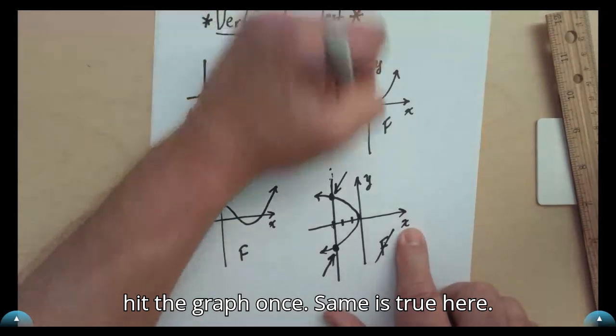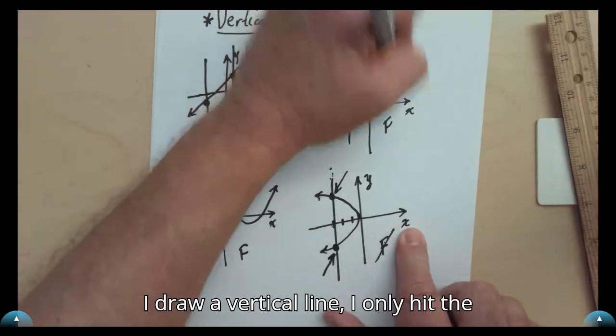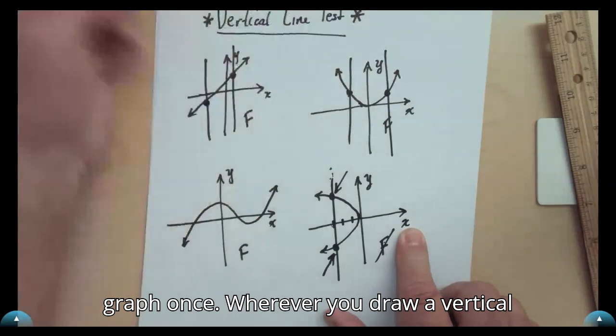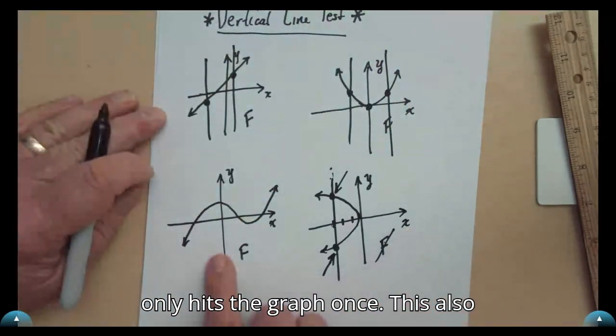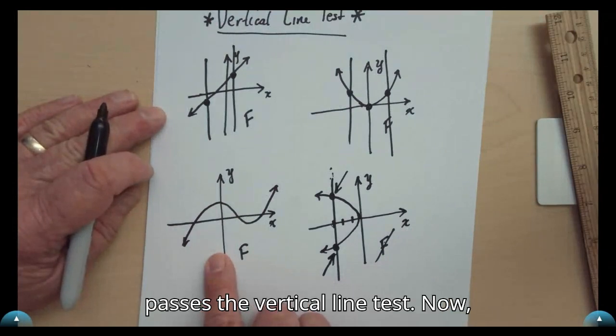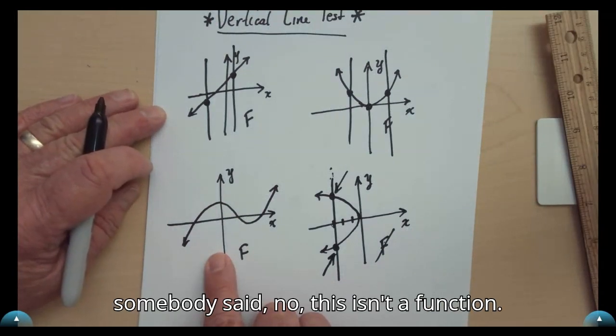Same is true here. I draw a vertical line, I only hit the graph once. Wherever you draw a vertical line, the y-axis is a vertical line, it only hits the graph once. This also passes the vertical line test. Now, somebody said, no, this isn't a function.